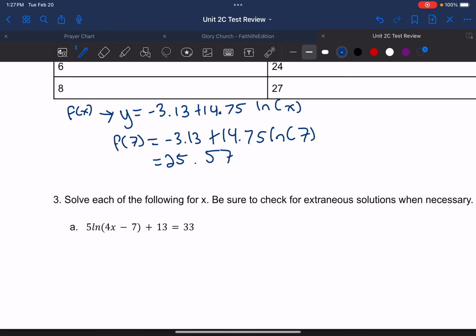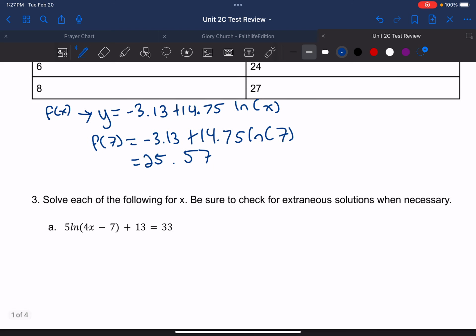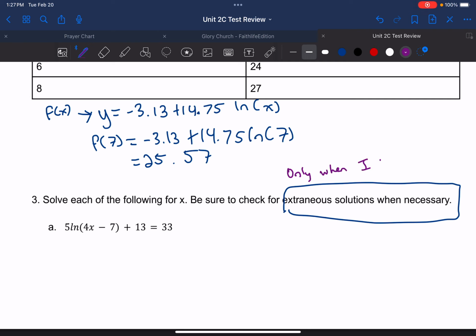So then we go to number 3. Solve each of the following for x. Be sure to check for extraneous solutions when necessary. So remember, this extraneous part is only when I have logs or ln in the original equation.